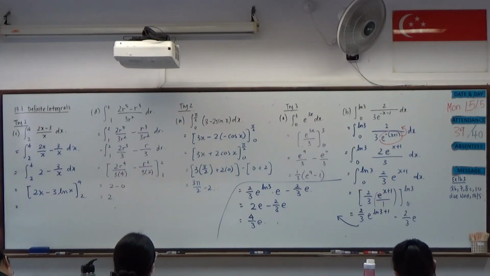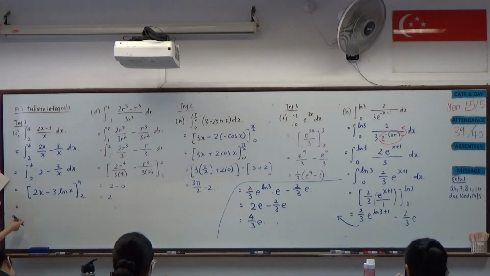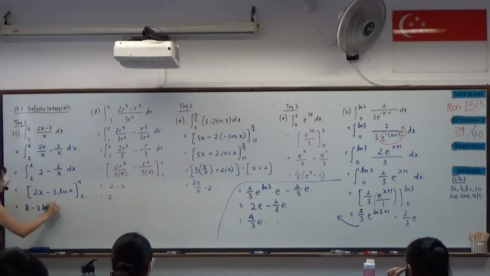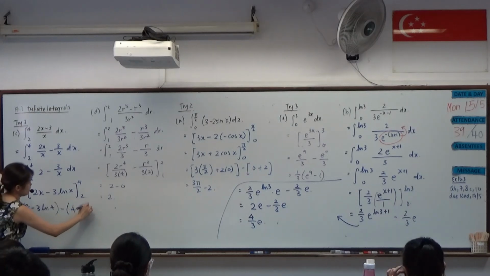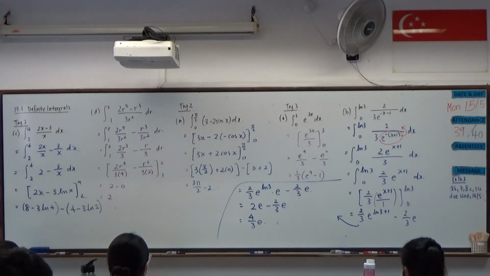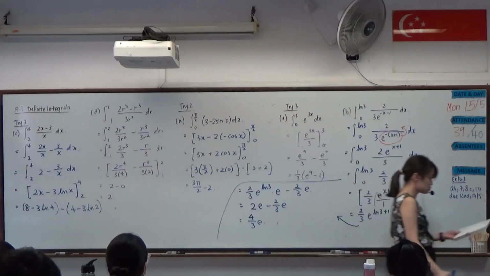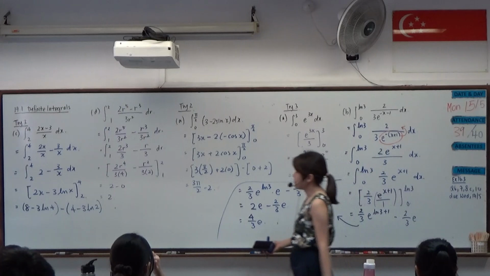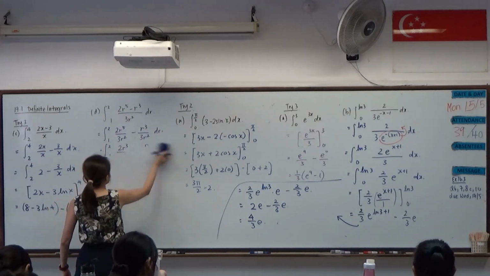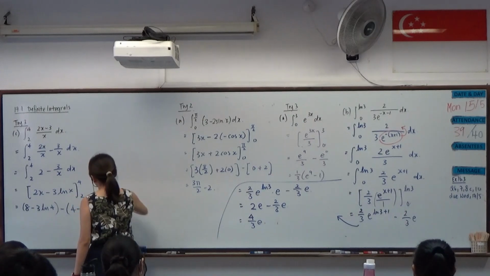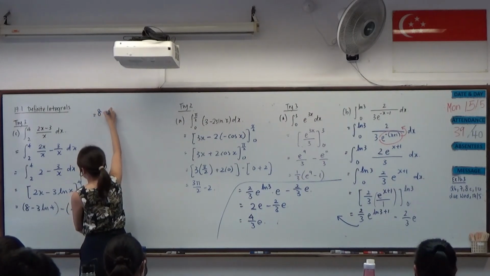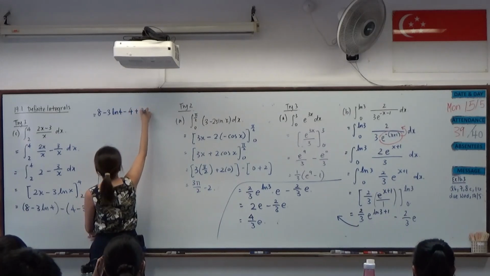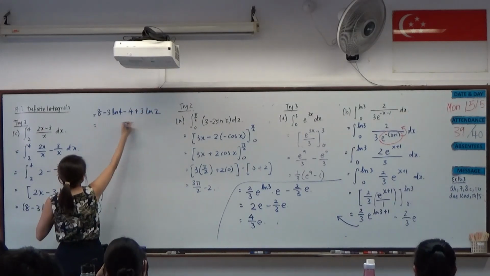To leave our answer in exact, if the question were to ask you to leave it exact, we substitute in the values. So that will be 8 minus 3 ln 4, minus away 4 minus 3 ln 2. So just really practicing putting values into exact first. But then we still need to simplify it. So we will get 8 minus 3 ln 4 minus 4 plus 3 ln 2. 8 minus 4 is 4.